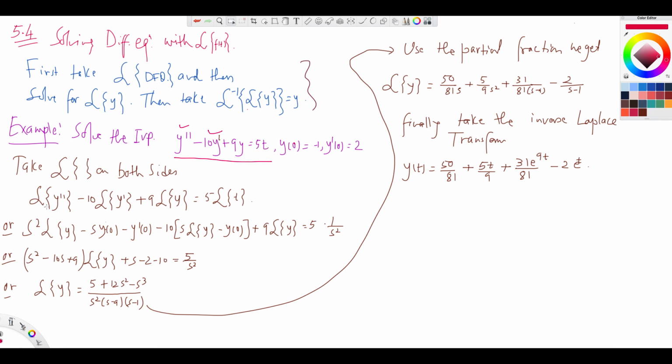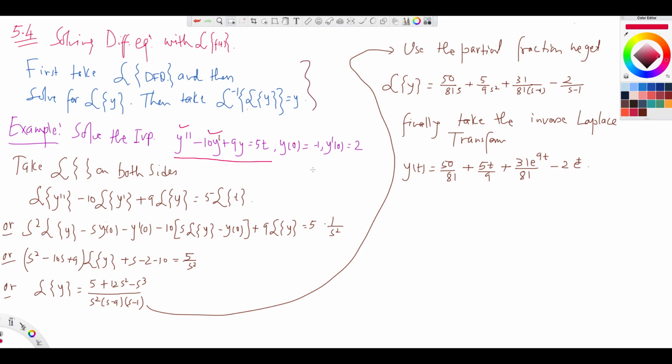So you use the formula for the Laplace transform of the second derivative, which is s squared times the Laplace transform of y minus s times y(0) minus y prime(0). Minus 10 times the Laplace transform of y prime, which is s times the Laplace transform of y minus y(0), plus 9 times the Laplace transform of y equals, what is the Laplace transform of t? It is 1 over s squared.